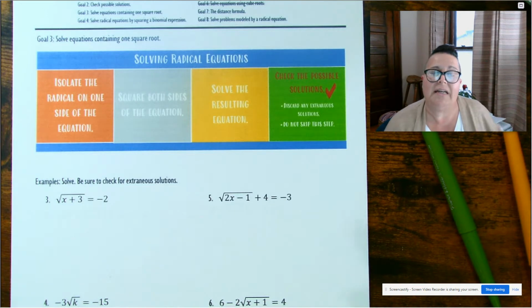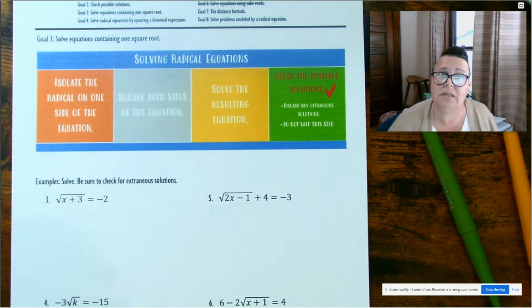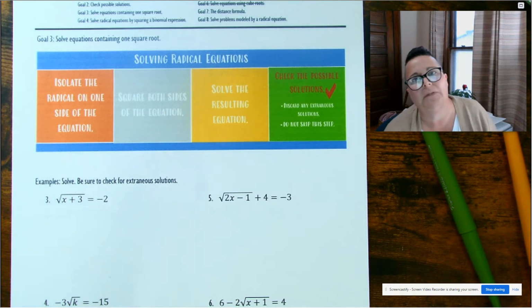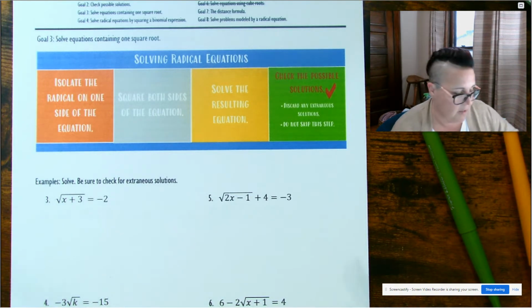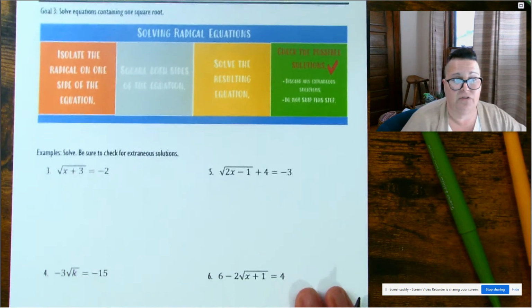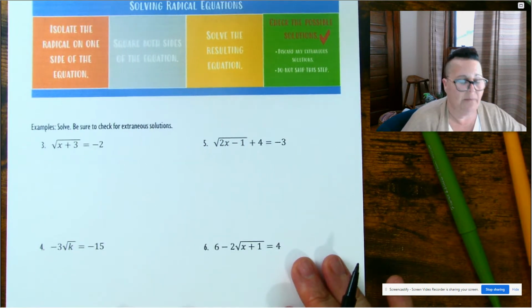Once I have it isolated, I'm going to go ahead and square both sides of my equation. That means I'm using the square root property to square both sides of that equation. I'm going to solve the resulting equations. And lastly, I'm absolutely going to check my solutions. Okay? Let's take a look at the very first one, going through the 4 steps.